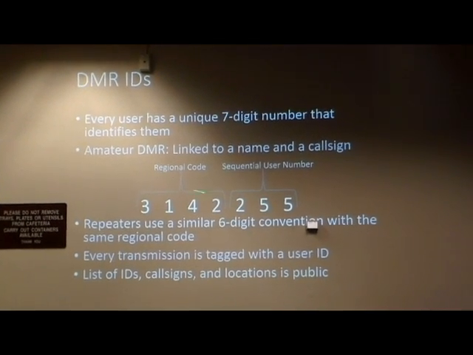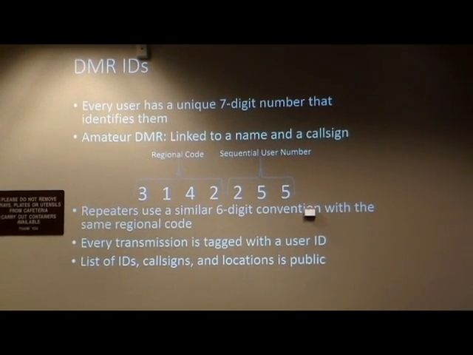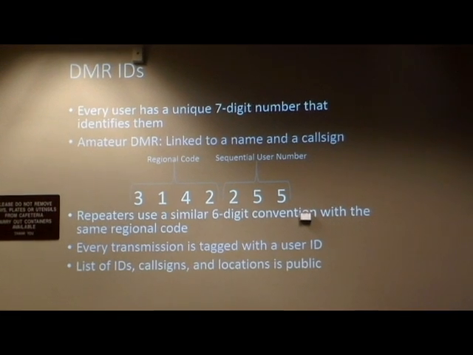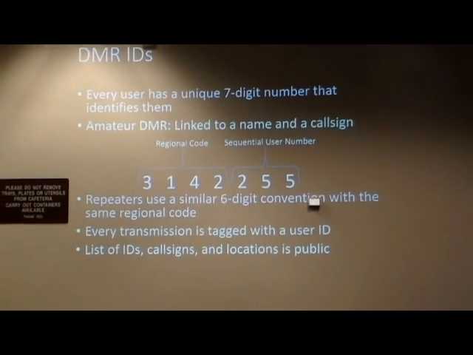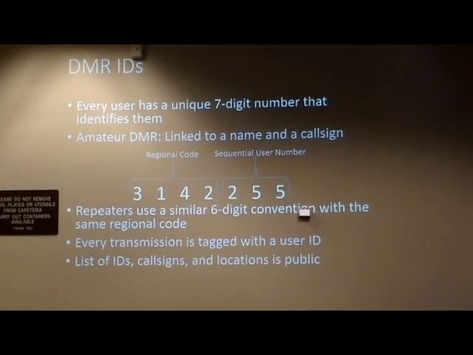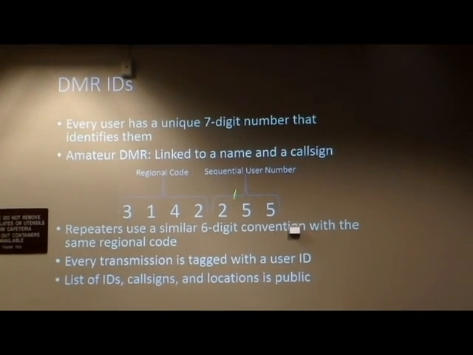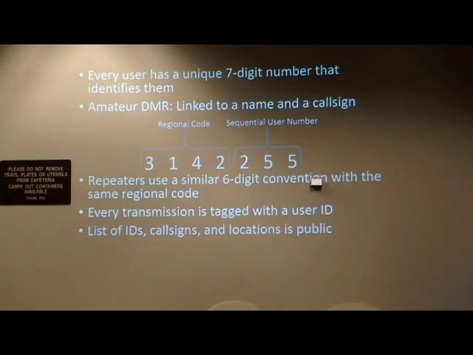Those 7 digits are actually kind of significant. The first 4 are a regional code. So this here is my DMR ID. 3142 is the regional code for Maryland. So everybody who registers in Maryland, your number will start with 3142. 255 is just a sequential number. I was the 255th guy to register with this network in Maryland. The next guy who registers in Maryland will be 256.